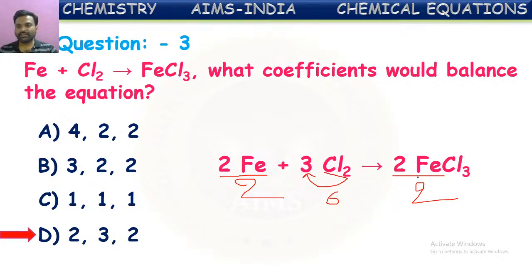Here also it should be done very carefully. See here, in each FeCl3 molecule there are 3 chlorine atoms, but in front there is 2 as a coefficient. So this 3 should be multiplied with 2 to get the total number of chlorine atoms on the right hand side, that is 6. So all the chlorine atoms and iron atoms are balanced on both sides. So the total number of atoms is equal on both sides. Hence it is the correct equation. So D is the correct option. I think you understood how to do it.